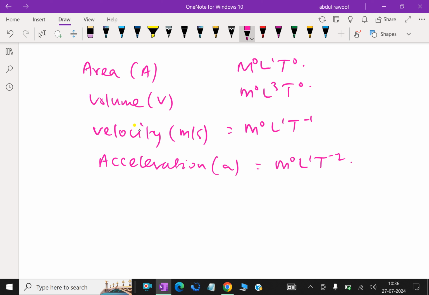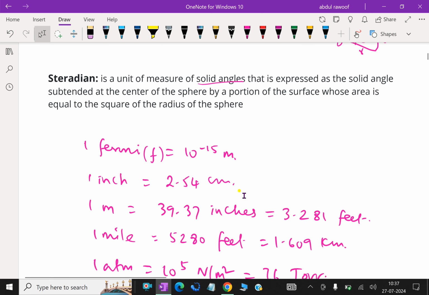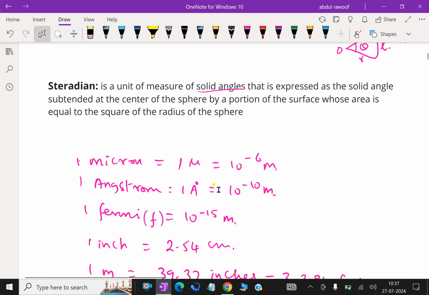Like this you can do the different units. Suppose work. Work is energy, that is force into distance. Force is Newton meter, which gives M L2 T power minus 2. Like this we can derive a lot of derived units from basic units as well as their dimensions. So far we discussed the basic system of units, physical quantities, units and their values.